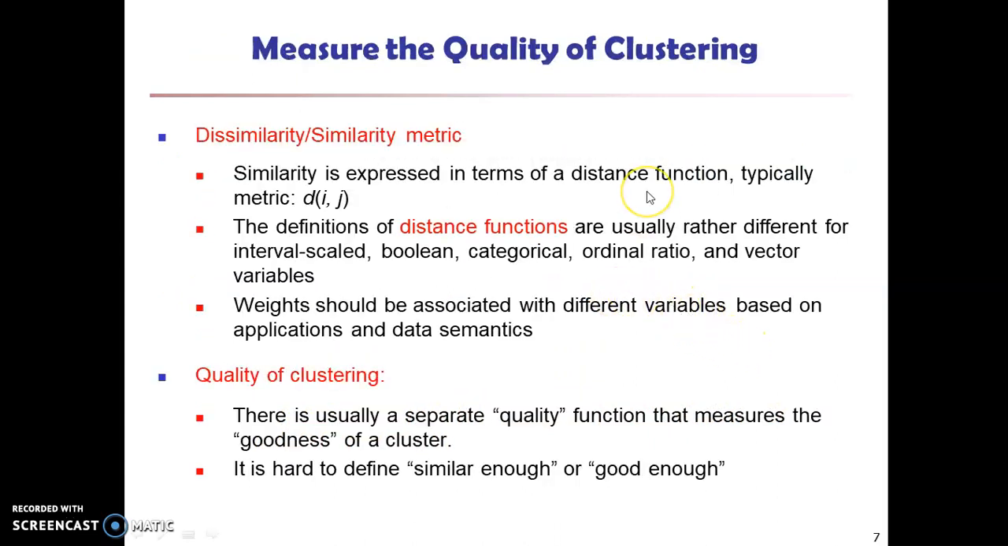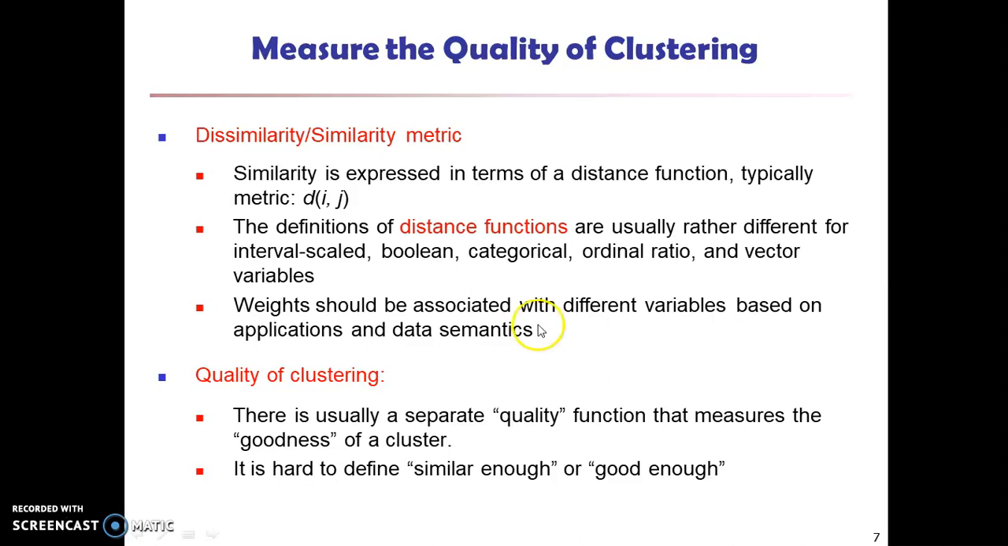And what do you mean by similarity and dissimilarity metrics? Similarity is expressed in terms of distance functions, typically as a metric. The definitions of distance functions are usually different for interval scaled, Boolean, categorical, ordinal ratio, and vector variables. This is a very important thing. And weights should be associated with different variables based on applications and data semantics.